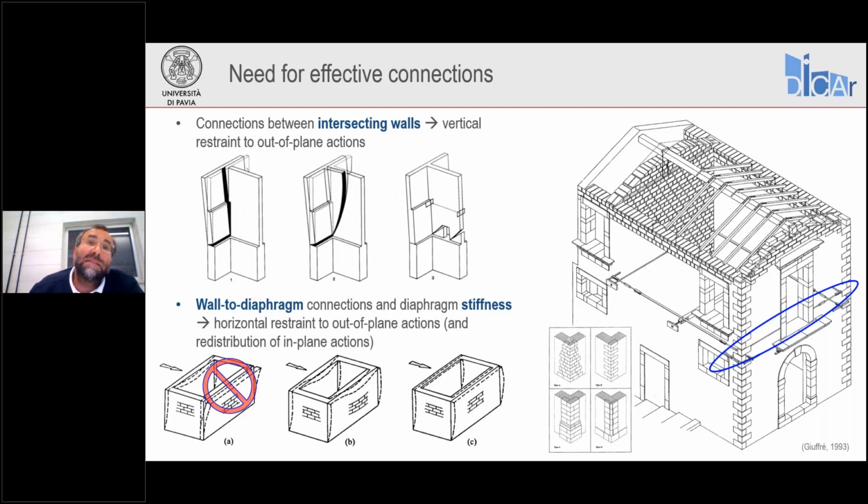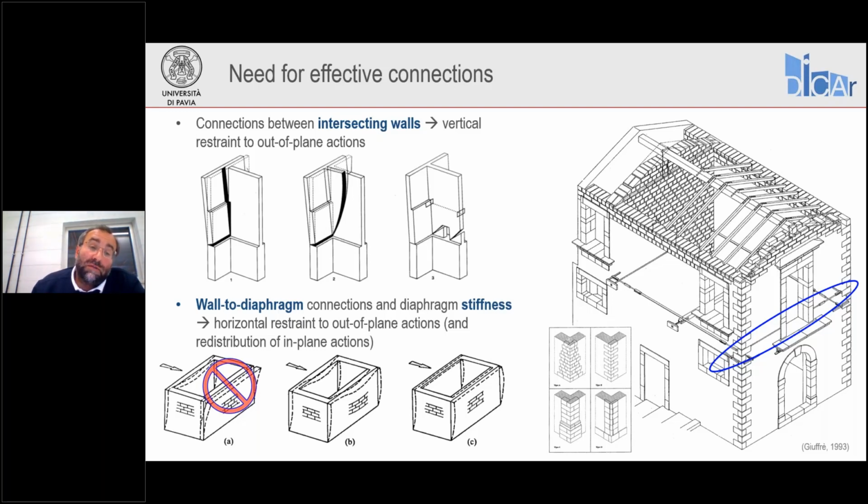So if the distance between the intersecting walls is high, because in this case, the central portion of the wall excited out of plane may not be restrained by the intersecting walls and by the tie rods, which are usually running close to or within the intersecting walls.